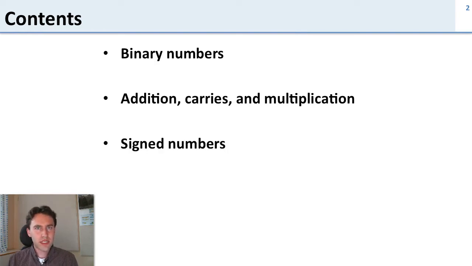We're then going to talk about signed numbers, and we're going to cover other forms of signed numbers besides the 2's complement that we spoke about earlier. Then we're going to talk about how to handle fractions. We're going to talk about fixed point numbers and floating point numbers.